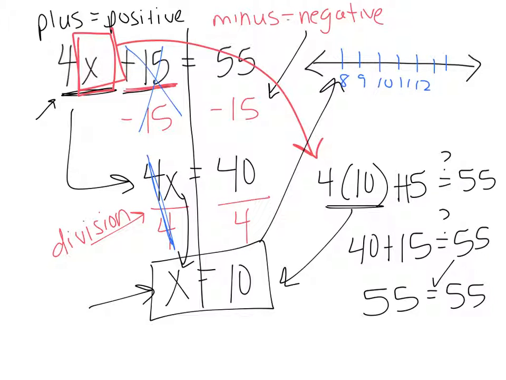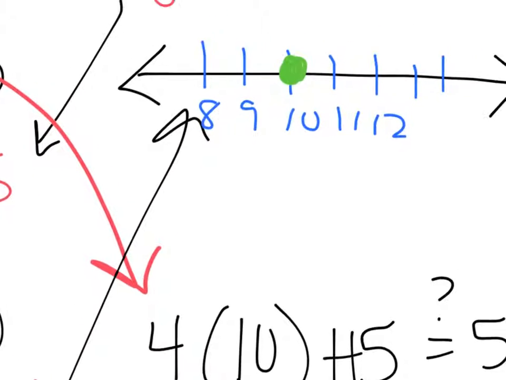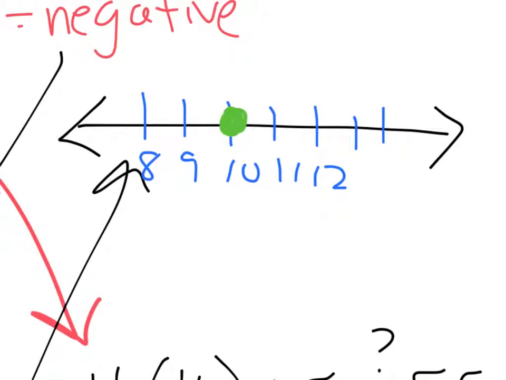So whenever I graph this, I'm going to show you how to do that. We graph it, x equals 10, and we just plot a circle at the 10 mark right there. So I'm going to zoom that in so you can see that just a little bit better. So when I graphed it right here, as you can see, I just did a closed circle right here on this 10 spot. And that's how you solve two-step equations.